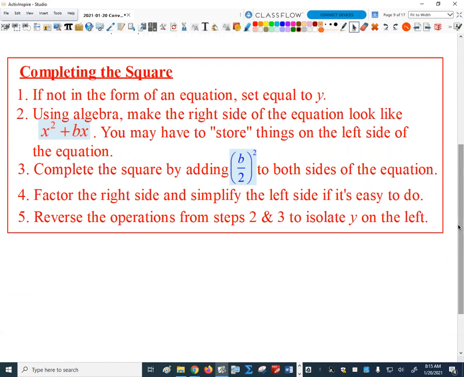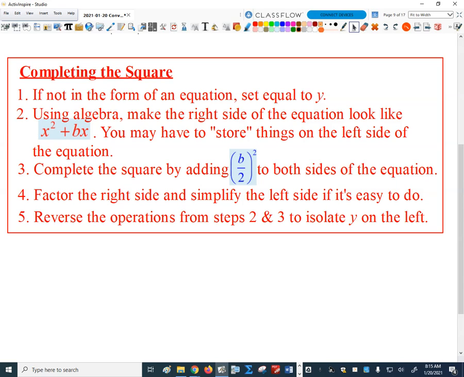Here's the way we want to do this one. The easiest way to do this algebraically is to just isolate the x squared plus bx portion of the equation on one side of the equal sign and just push everything else to the other side to get it out of the way. And then we can just reverse those steps to put things back in order at the end. And you'll see what I mean when we go through an example.